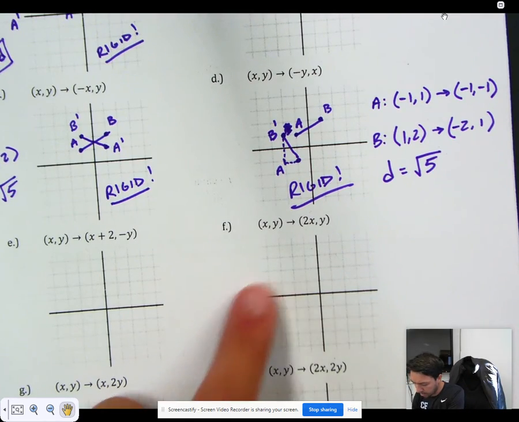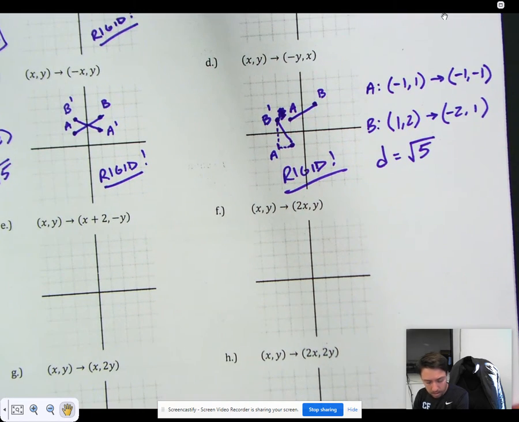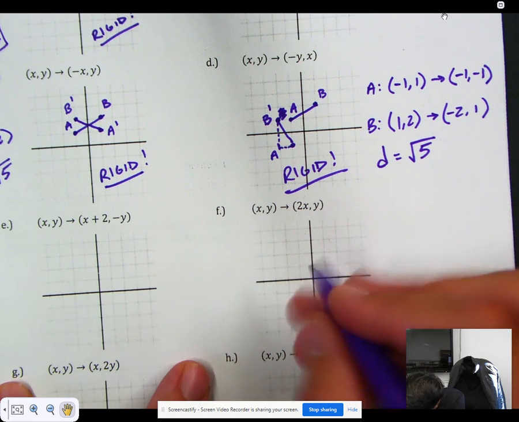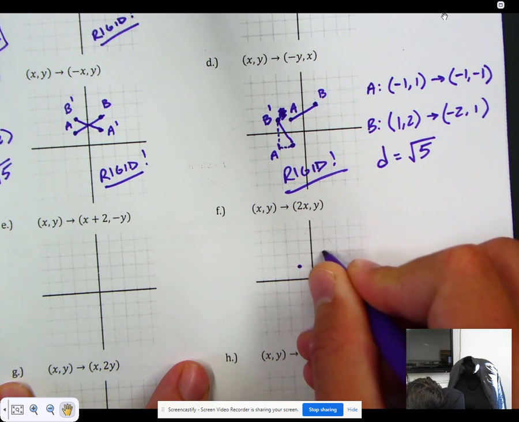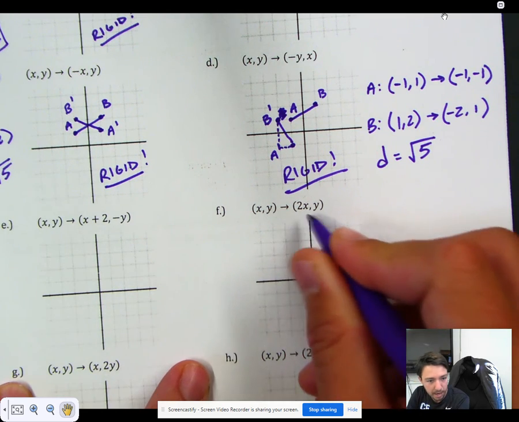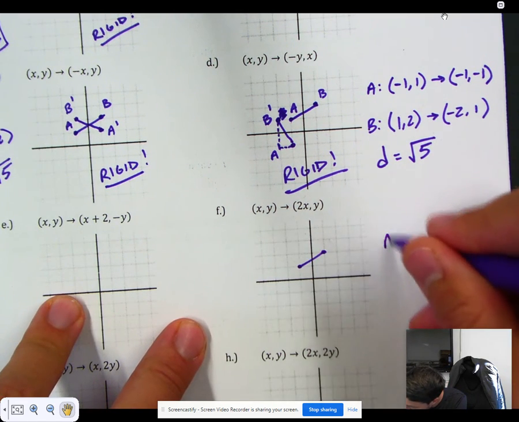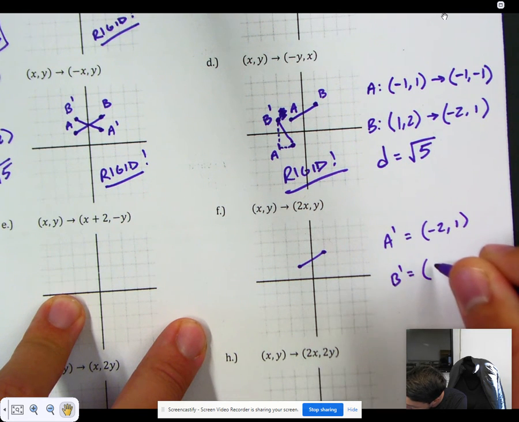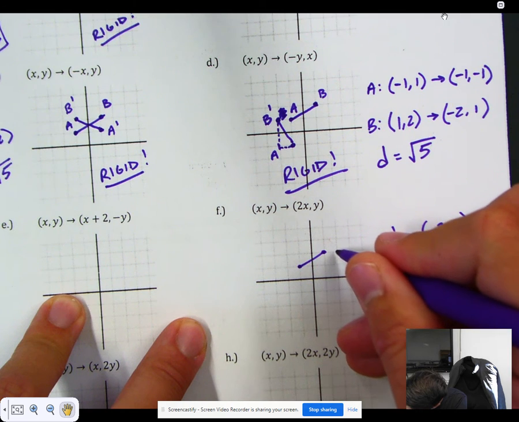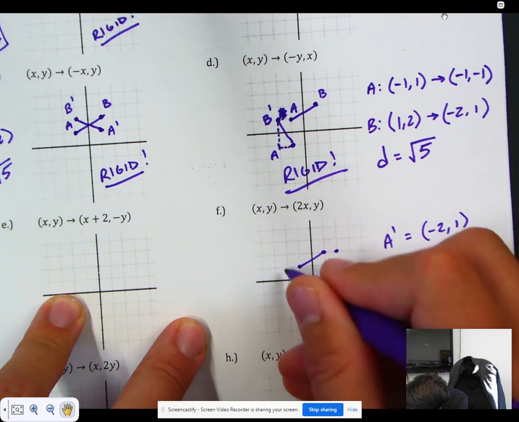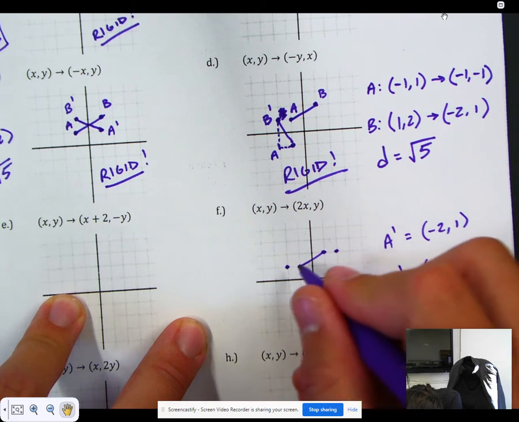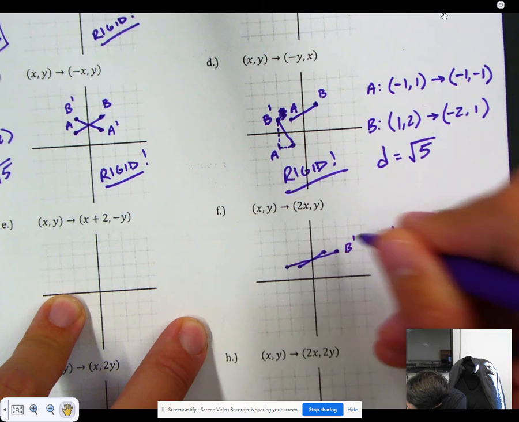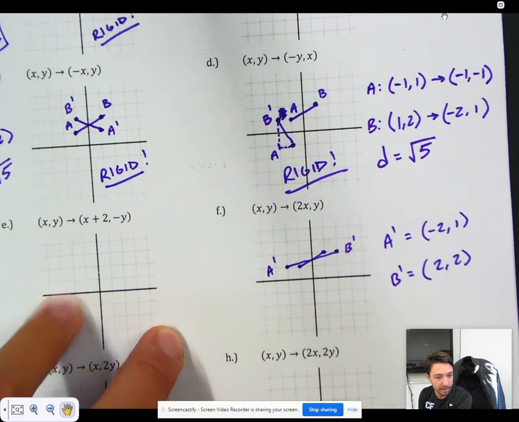We'll do this one now. You've got, again, your original pair of points. This one says multiply the x values by 2. So my A prime is going to be negative 2, 1, and my B prime is going to be 2, 2. When I draw that, look what happened. My B prime is way out here, and my A prime is way over on the left there.